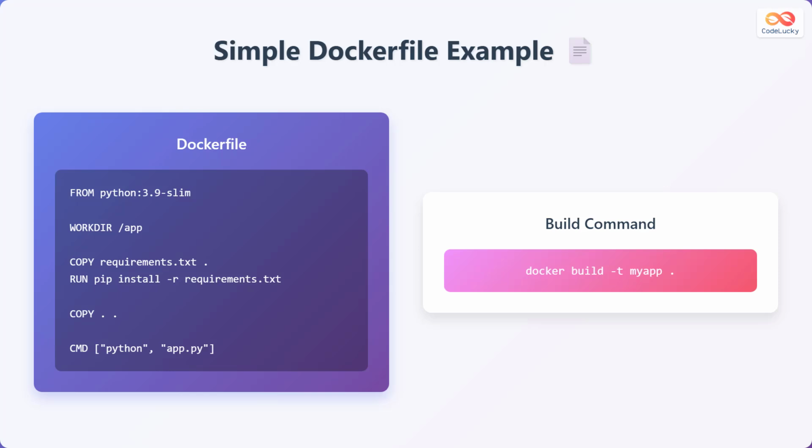Next we have COPY . . This command copies all the files from the current directory to the /app directory. The final command is CMD ["python", "app.py"]. This command specifies the command to run when the container starts. To build this Dockerfile, use the command docker build -t myapp .